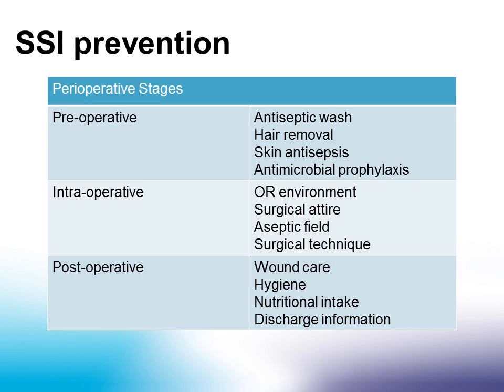SSI prevention principles are implemented during the 3 perioperative stages. Preoperative principles include patient antiseptic wash, hair removal as close to the time of incision as possible, incision site skin antisepsis, and antimicrobial prophylaxis. Intraoperative prevention strategies include the maintenance of a clean, positive pressure operating room environment, use of surgical attire such as sterile gloves, gowns and surgical masks, and maintaining an aseptic surgical field with an excellent surgical technique.